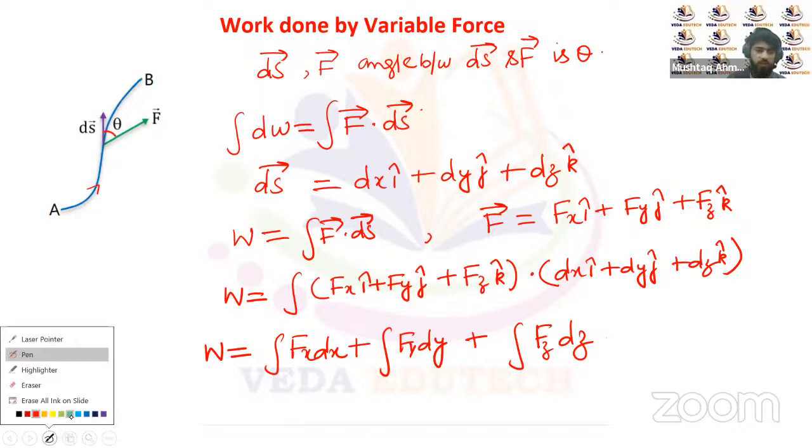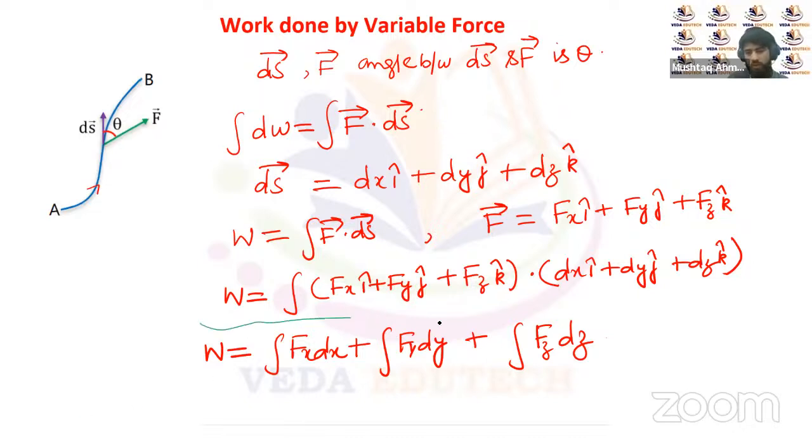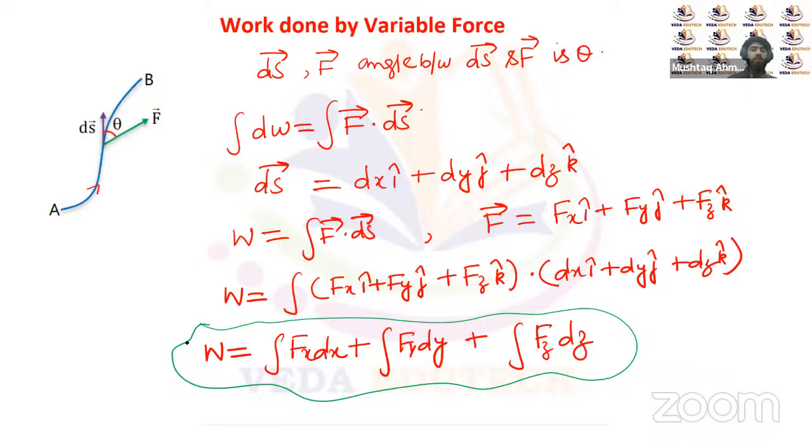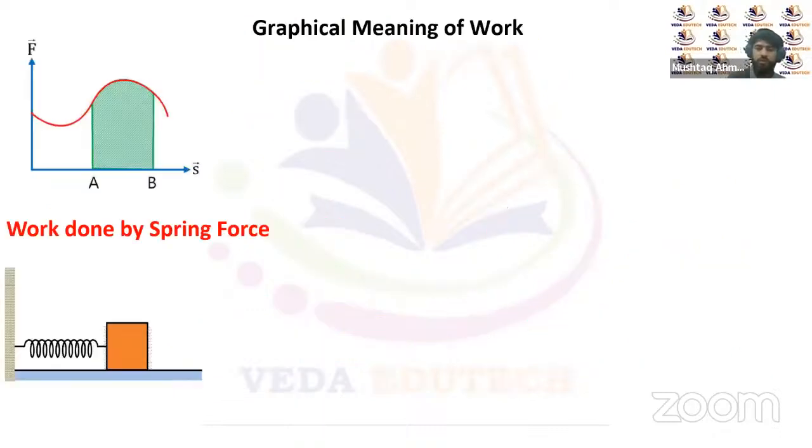So this will be the general equation for the calculation of the work done by a force. Whether the force is constant or variable, we can use this equation to calculate the work done. The F dot S equation for work done is only applicable for constant forces. But if we have a variable force, we have to go by integration. We can use this equation for both constant forces as well as variable forces, right?